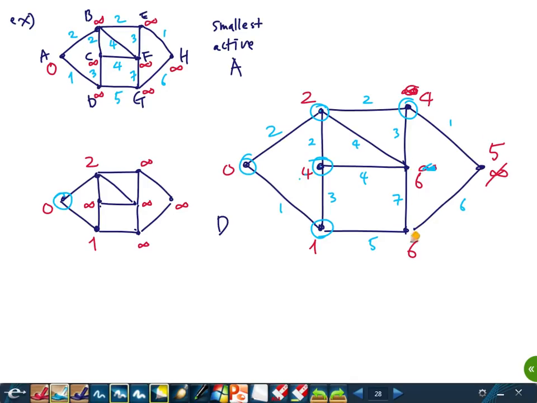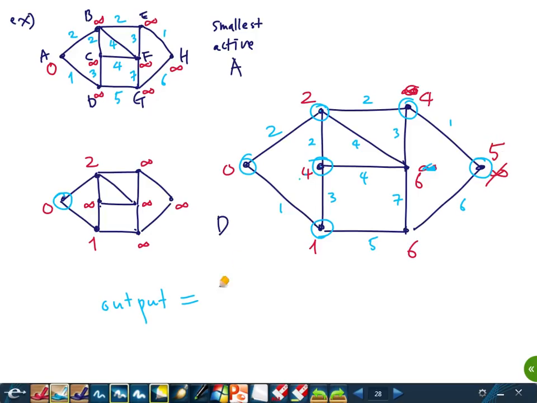We have 1, 2, 3, right? This is the smallest possible label. So you look at all the vertices connected to this. This is the only thing. But if you want to go from here to here, the cost will be 5 plus 6, which is bigger than this. You don't replace this. So it's done. Now you make this inactive. Now it's done because the destination is inactive. The output will be what?